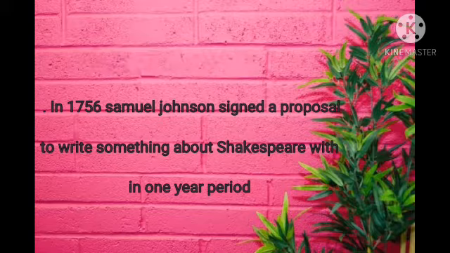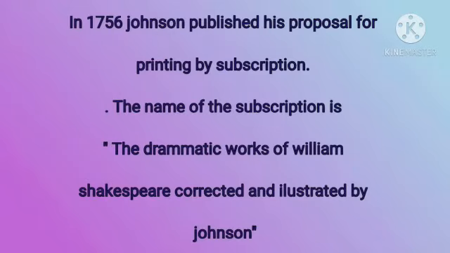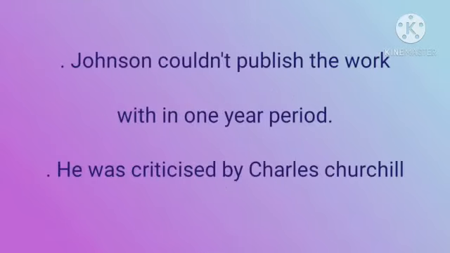In 1756, Samuel Johnson signed a proposal to write something about Shakespeare within a one year period. And in 1756, Johnson published his proposal for printing by subscription, and the name of the subscription is The Dramatic Works of William Shakespeare, corrected and illustrated by Johnson. But Johnson couldn't publish the work in a year's time, therefore he came under attacks, especially by the poet Charles Churchill.